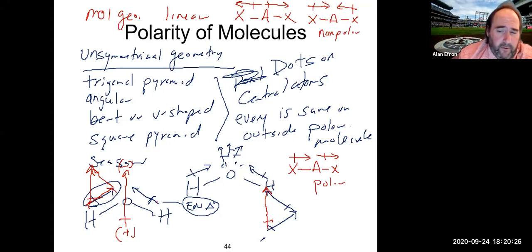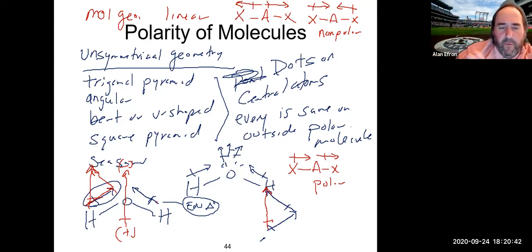Nonpolar or polar with linear is pretty easy. Just think about a straight line and a pencil. And again, if they're pulling opposite, they'll cancel. If one's pulling more in the same direction, it will become polar. So that one's pretty easy to determine.